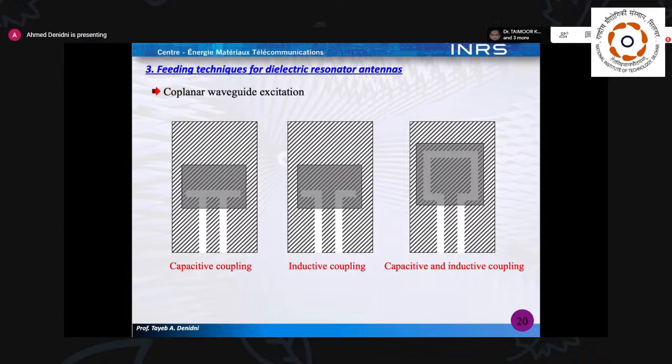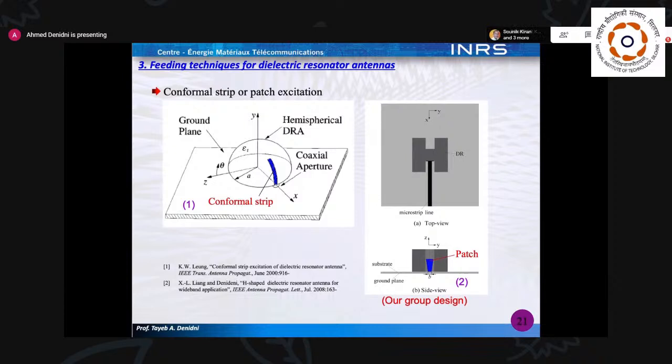And another feeding technique we call conformal strip or patch excitation. This means we can have a feeding and some conformal line on this hemispherical resonator. We can feed the microstrip like that, or like this, we have a patch inside the dielectric resonator, or on the surface, by the way, conformal.